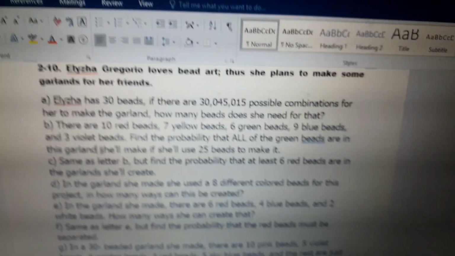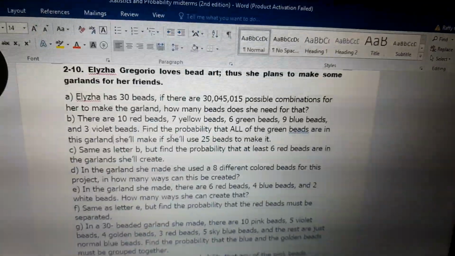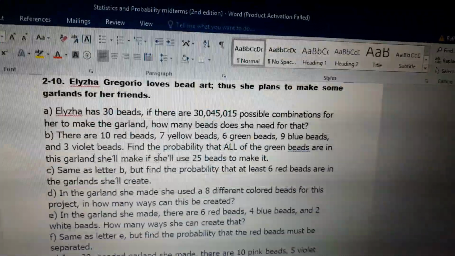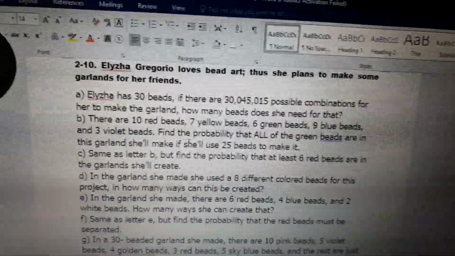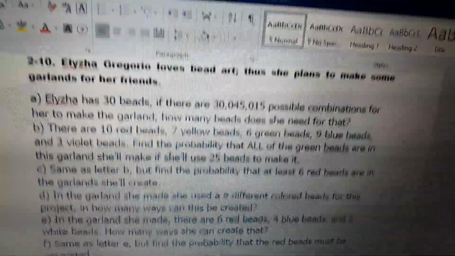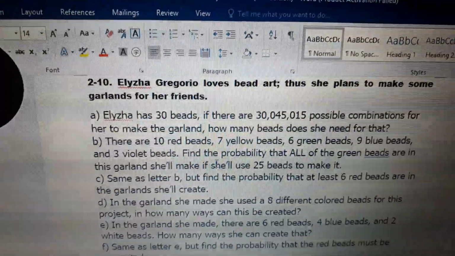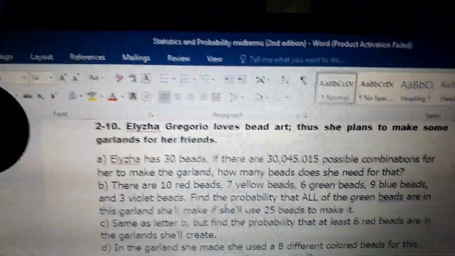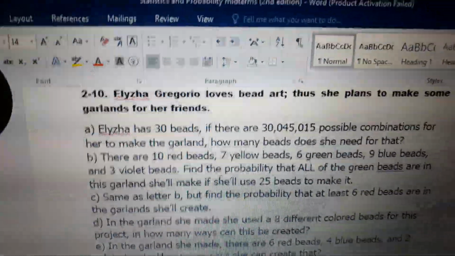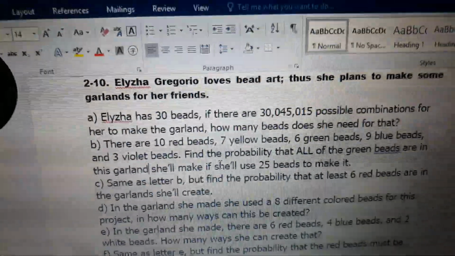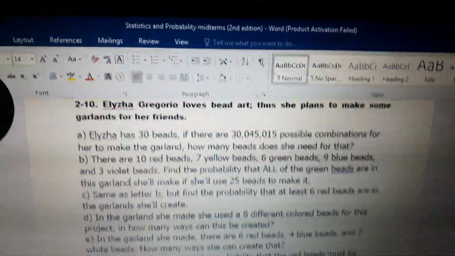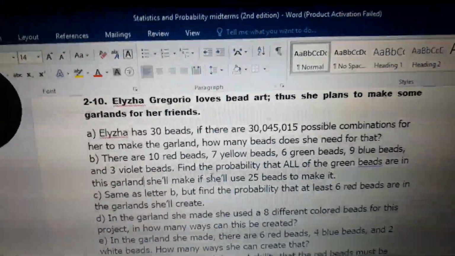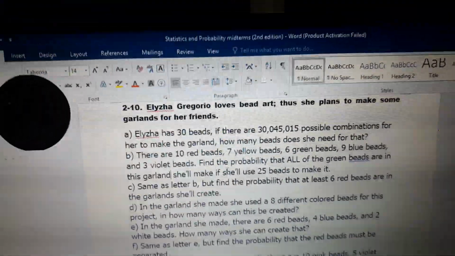Okay? Now, in that garland she'll make, she'll use 25 beads. So how do we do this? Don't worry. Our clue is that it implies the application of combinatorial probability. Remember the combination formula: n factorial divided by n minus r factorial, also divided by r factorial. And since she'll use 25 beads to make it, that will be your r.